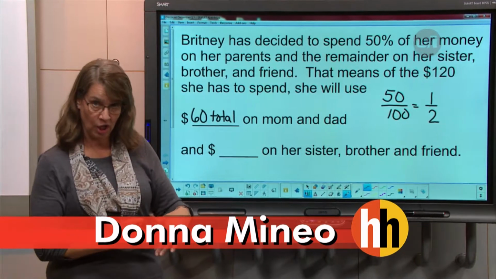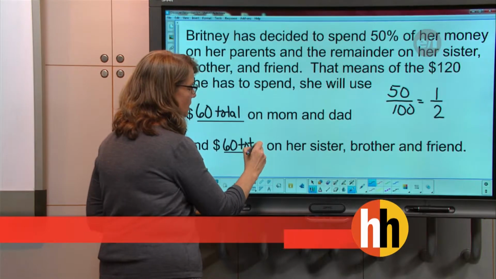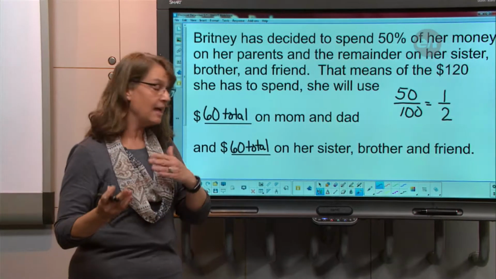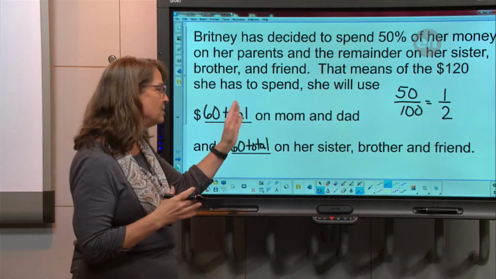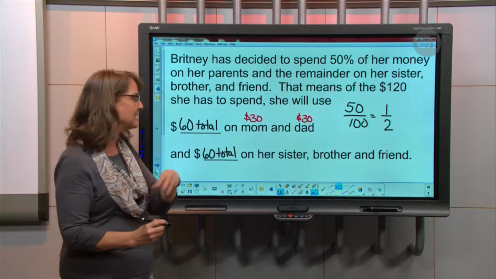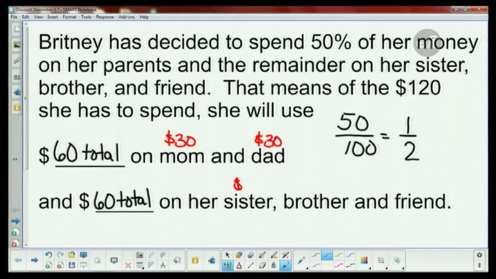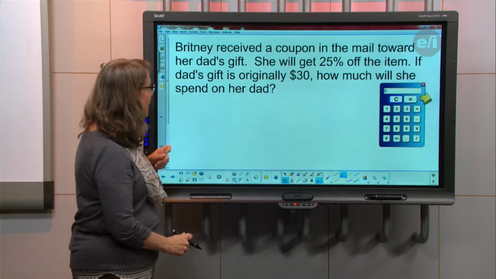And that leaves her the other $60 total to do on her brother, sister, and friend, I'm sorry. But if you remember, she was going to split that evenly between mom and dad. So mom's going to get $30 and dad's going to get $30. And then she has to split this other 60 three ways, so that means each of the others are going to get $20. Okay, so that's just to remind us where we're at from yesterday. So let's take a look at today.